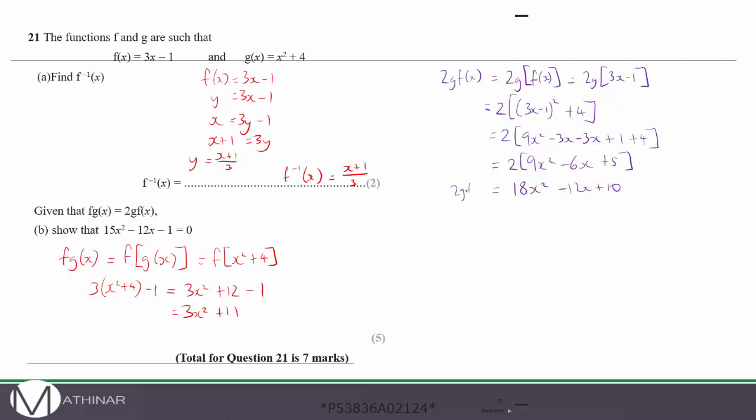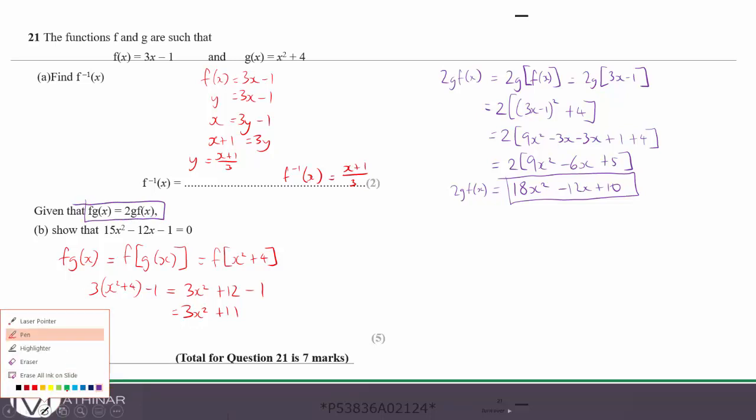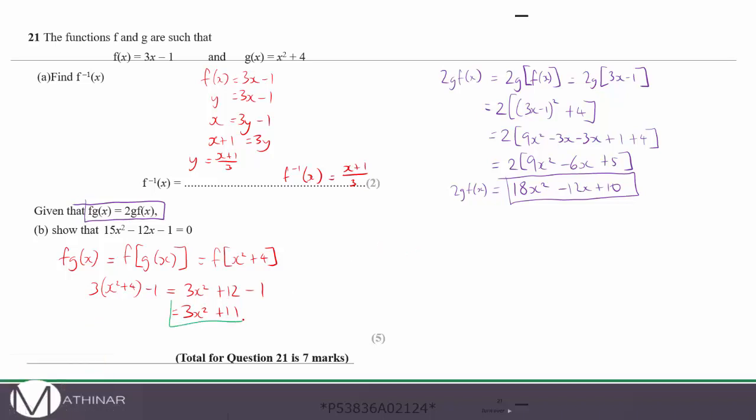So this is 2gf of x, which is that. So now we are told that fg of x is equal to 2gf of x. So all we need to do is make them equal to each other, and that should be it. So if we write that is equal to that, so 3x squared plus 11 equals 18x squared minus 12x plus 10, and I need to get a 15x squared.